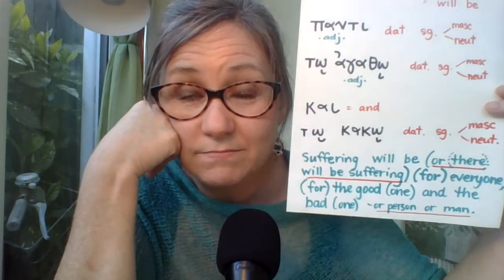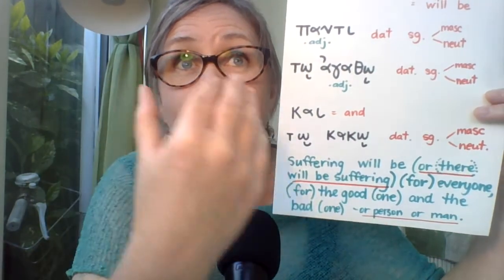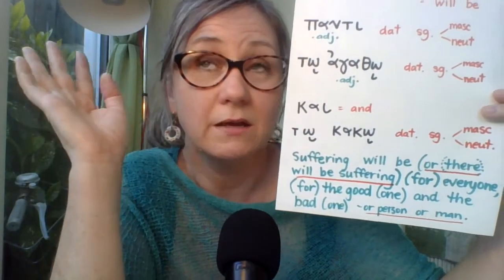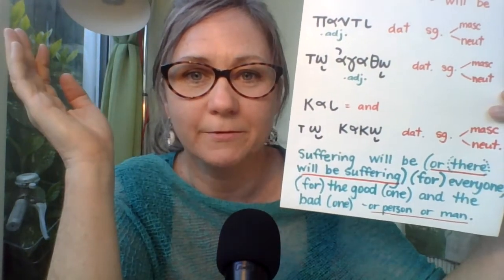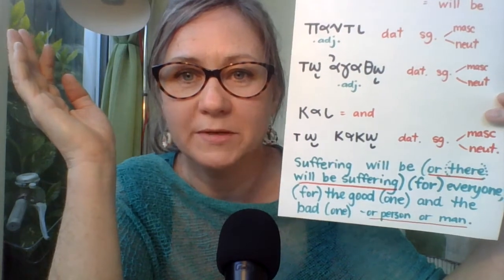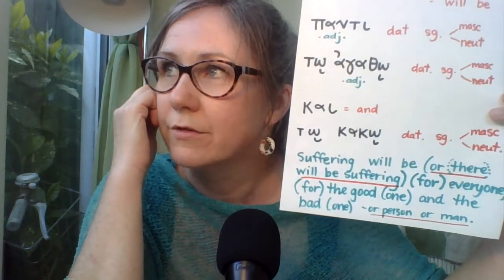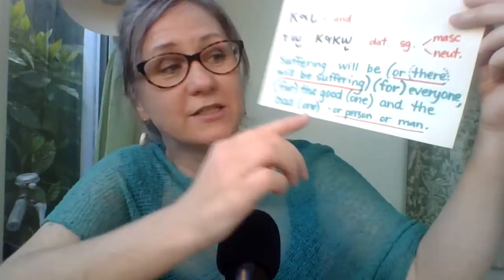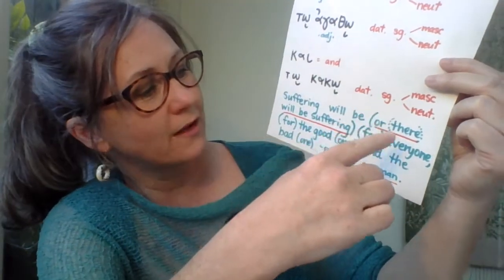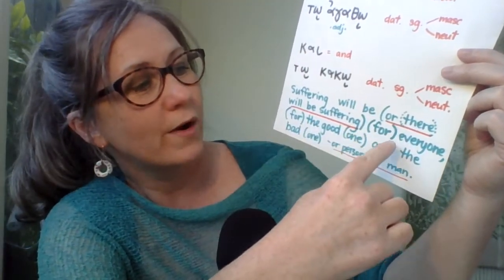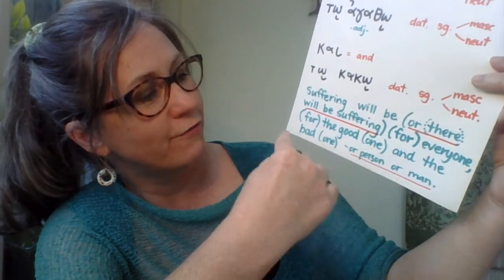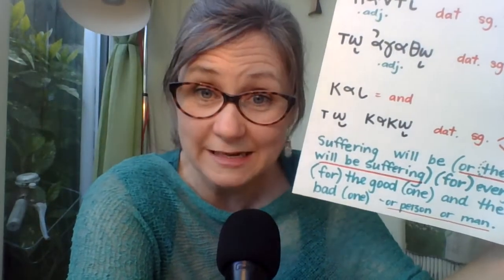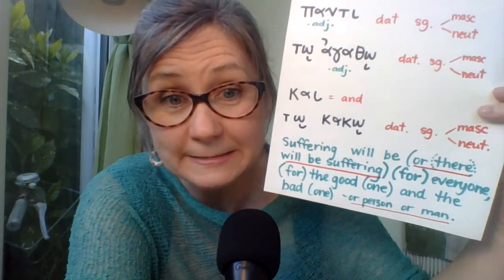Or I guess you could just say the good and the bad and leave the dative totally out of it. Like, there will be suffering for everyone, the good and the bad. That would be all you need to do. So I put suffering will be, or there will be suffering for everyone, the good and the bad, or for the good and for the bad, or for the good person and for the bad person, I guess you could do. So there you have it.